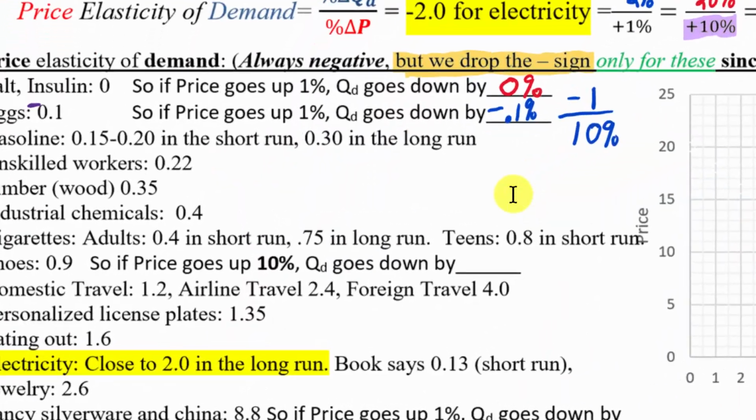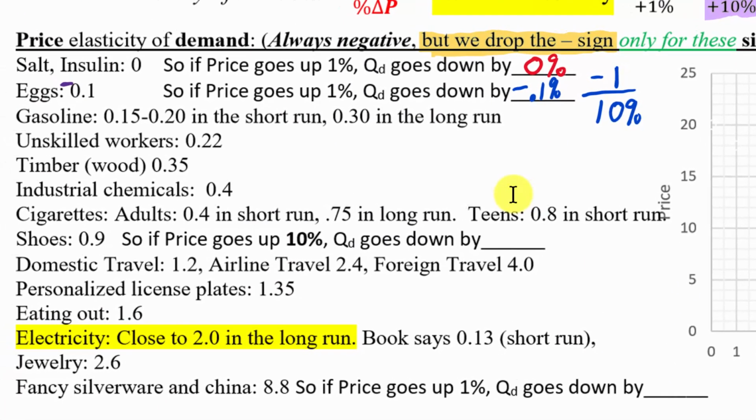So all of these elasticities here are inelastic. Salt, eggs, gasoline, up here through shoes. These are all less than 1. Now, we're not going to go through every single one of these, but let's hit a couple of these inelastic things just to make sure we understand why they're inelastic, and talk about a couple of other interesting things.